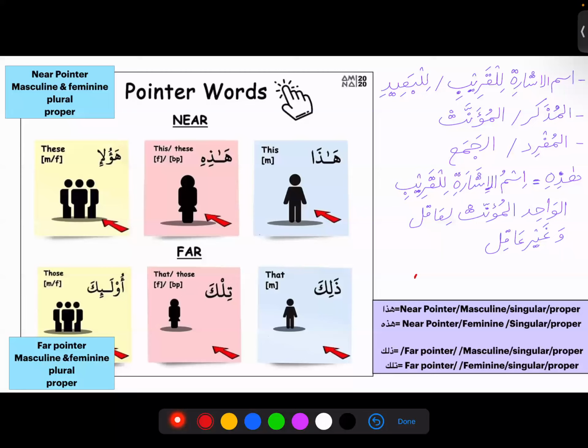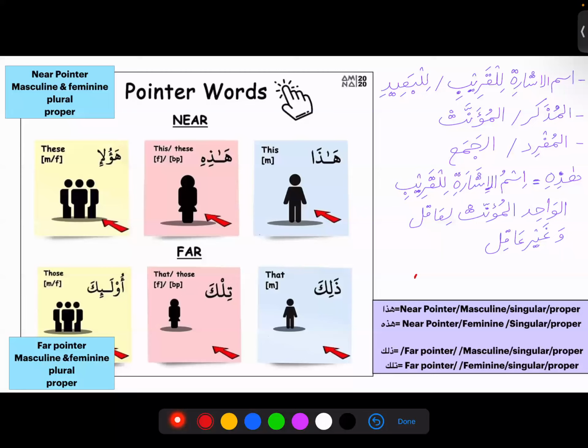What does lil Qareeb mean? Lam we know, for, right? And Qareeb means near. So this Ismul Ishara is for near. And what more about this hada? This is Muzakkar. What does Muzakkar mean? That this is masculine, right? And hada is an ism, right? All these pointers are ism.